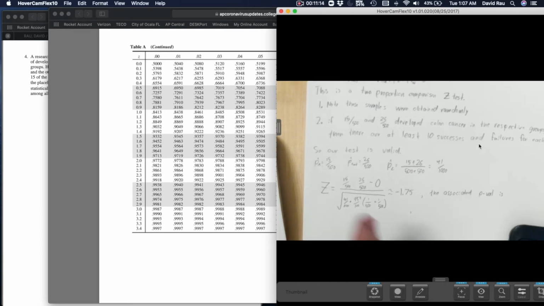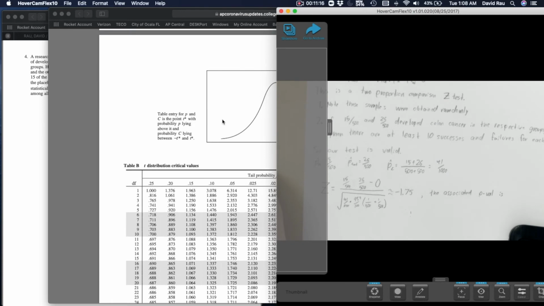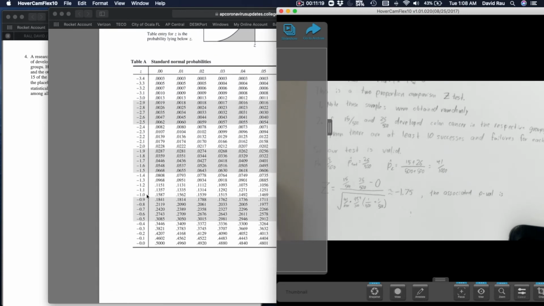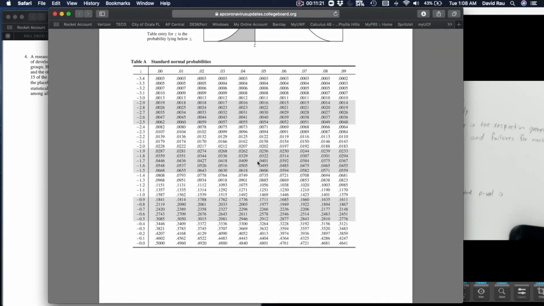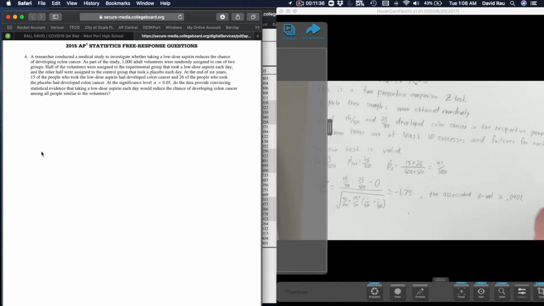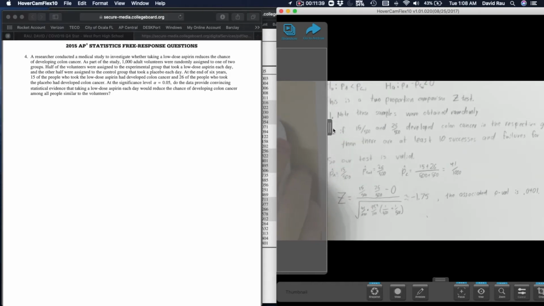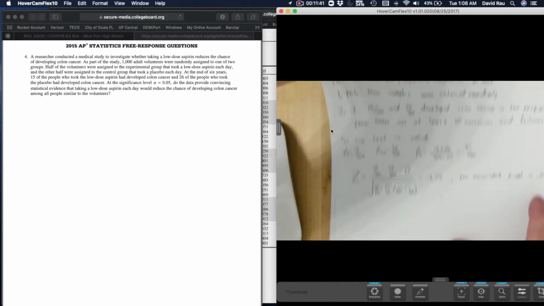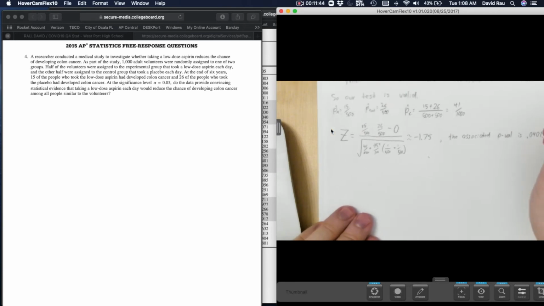Now we have that, the associated p-value for negative 1.75. Let's go to the negative 1.7 and 5. There it is, 0.0401. Okay, and we were supposed to test this at alpha equals 0.05. So I guess I'm just going to say, no, I'm going to write it down. Why not? If you have to do it, I'll do it.